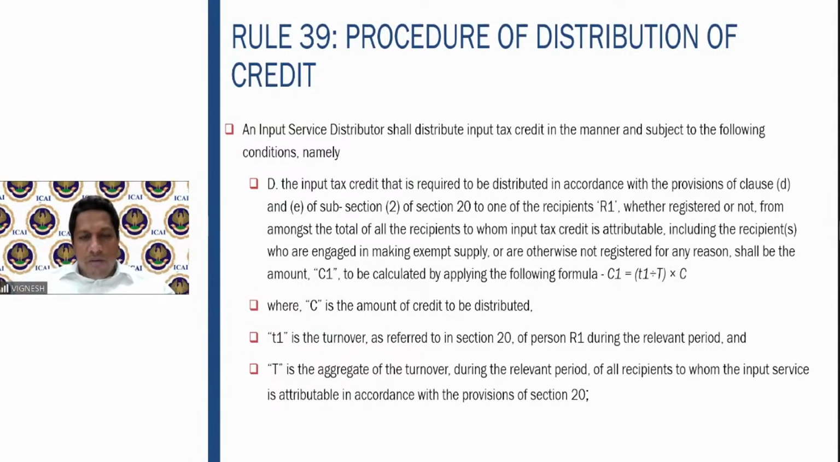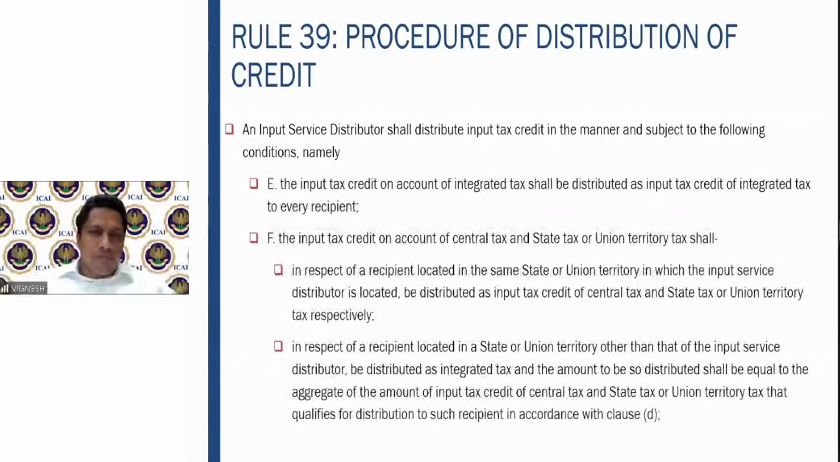That is your T1, and T is the aggregate of the turnovers of all the recipients to whom we have to distribute the input tax credit. So the turnover of one particular person divided by the total turnover, into the credit which is to be distributed. This is the formula which you have to maintain and accordingly distribute the respective credit.